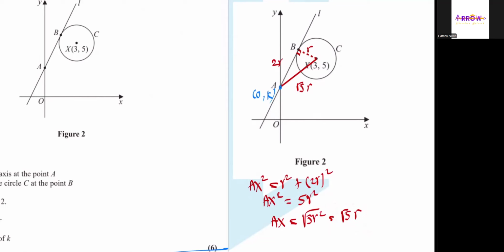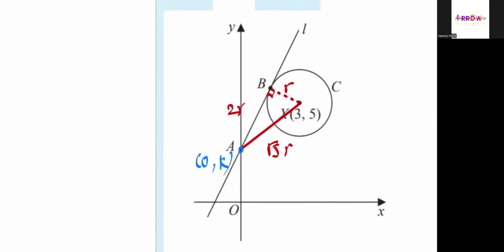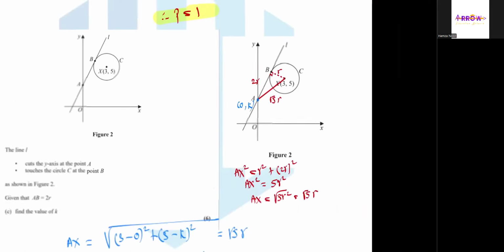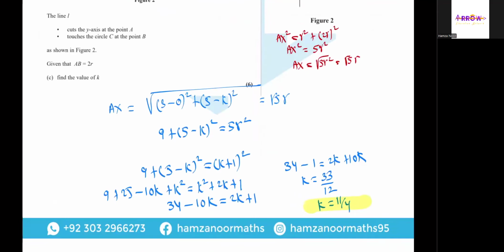Okay, and now we can find an expression for the distance between A and X in terms of k. Make sense to you or not? Because the coordinates of A are that when x is 0, y is k. And we can consider the fact that the distance between A and X is under root 5 into r. So we are going to make another equation by considering this information now.